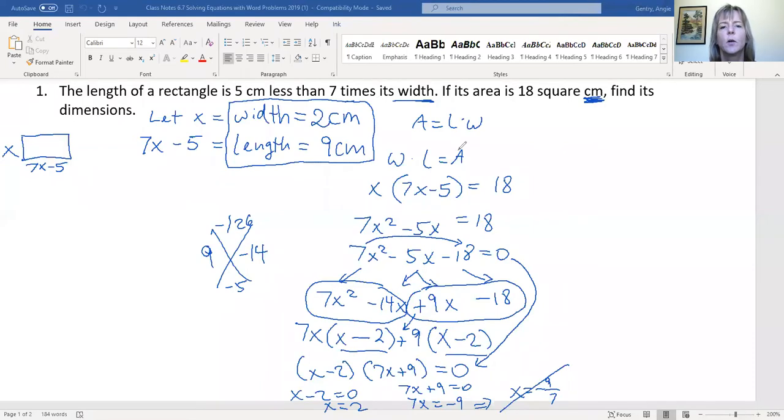And then we check our answer in the original wording. Think about it. If you have 2 centimeters times 9 centimeters, that makes 18 square centimeters, so it checks. So that's the first one.